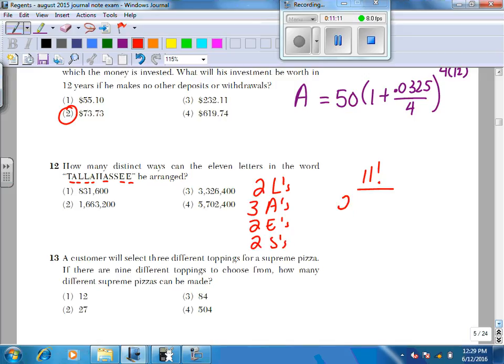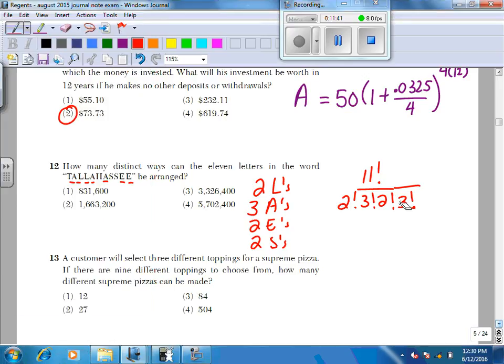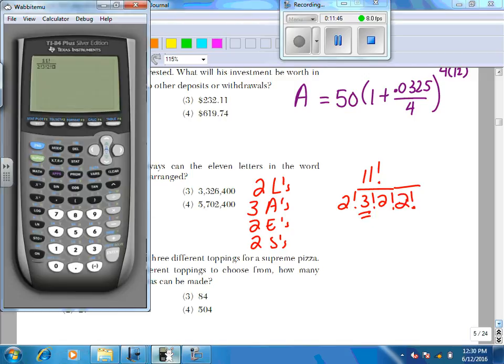So in the denominator, we would have 2 factorial, 3 factorial, 2 factorial, 2 factorial. I'll remind you how to type that in. Make a fraction. 11, math, PRB. Factorial is the 4th thing down. Over 2, math, PRB, 4th thing down. 3, math, PRB, 4th thing down. 2, math, PRB, 4th thing down. I wrote this wrong. Jeez, I mean, 2 mistakes on this question. The only thing that had 3 was the A's. So one more 2. Math, PRB, 4th thing down.